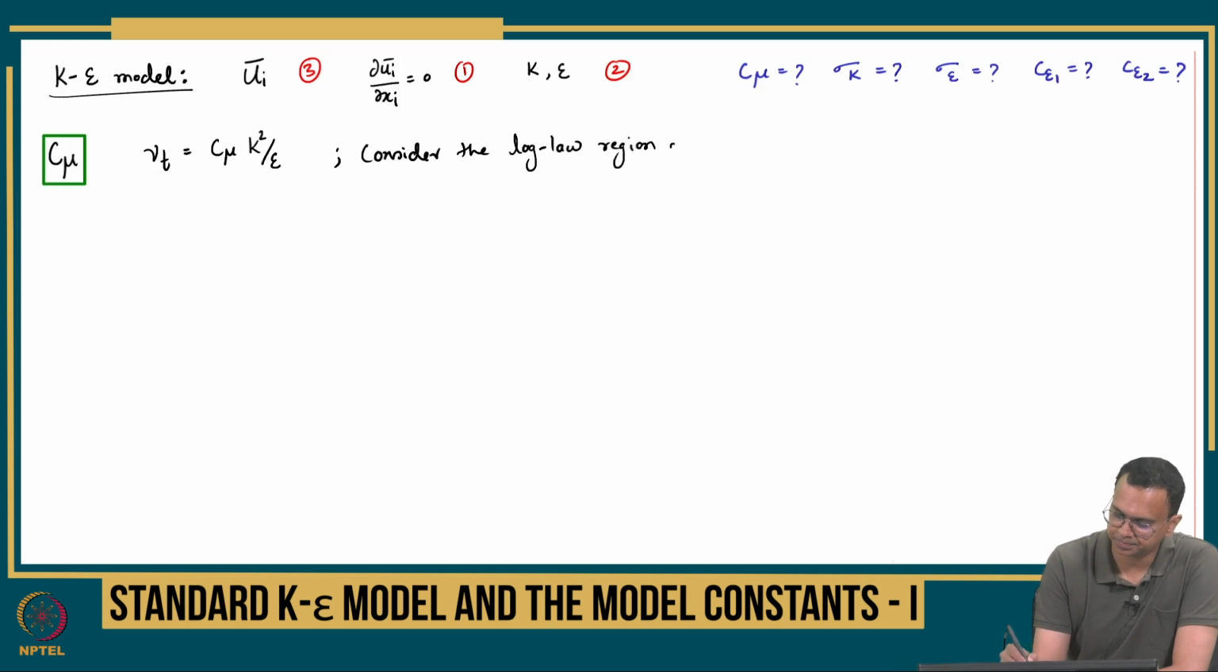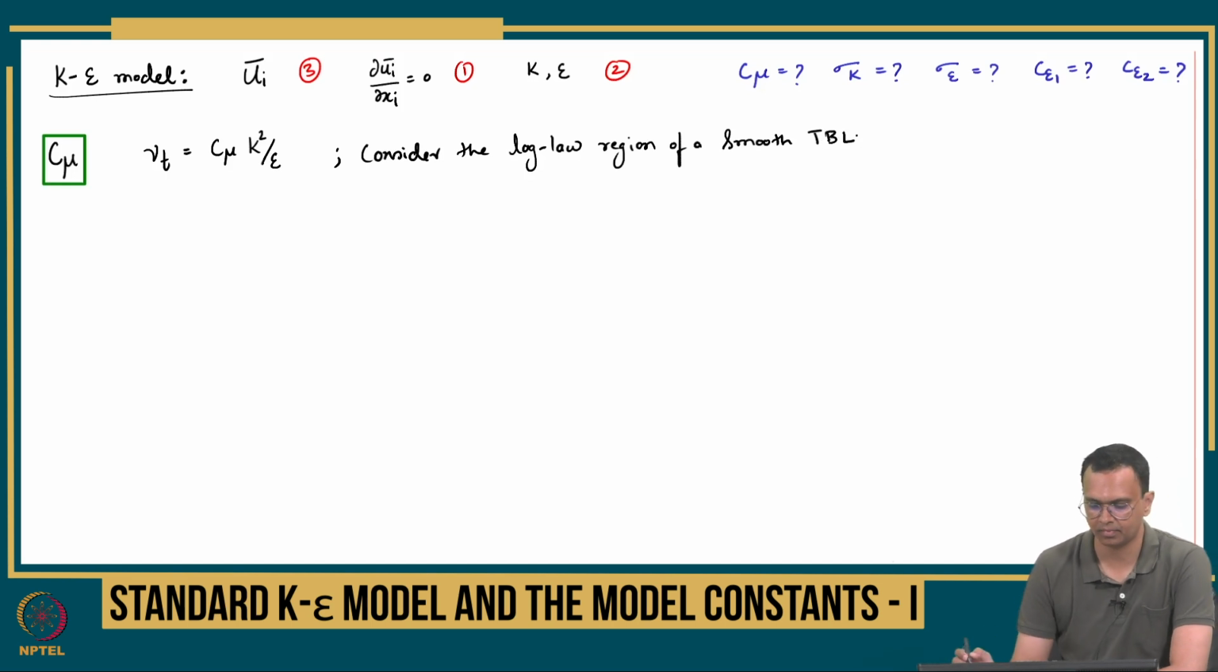Log law region of a smooth turbulent boundary layer. So what is so special about this log law region of a smooth turbulent boundary layer when we look into the budget of the turbulence kinetic energy? So we are essentially modeling the K and epsilon.